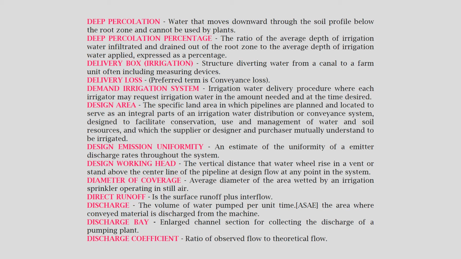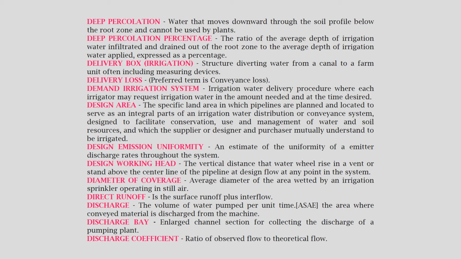Design emission uniformity. An estimate of the uniformity of emitter discharge rates throughout the system. Design working head. The vertical distance that water will rise in a vent or stand above the center line of the pipeline at design flow at any point in the system. Diameter of coverage. Average diameter of the area wetted by an irrigation sprinkler operating in still air.